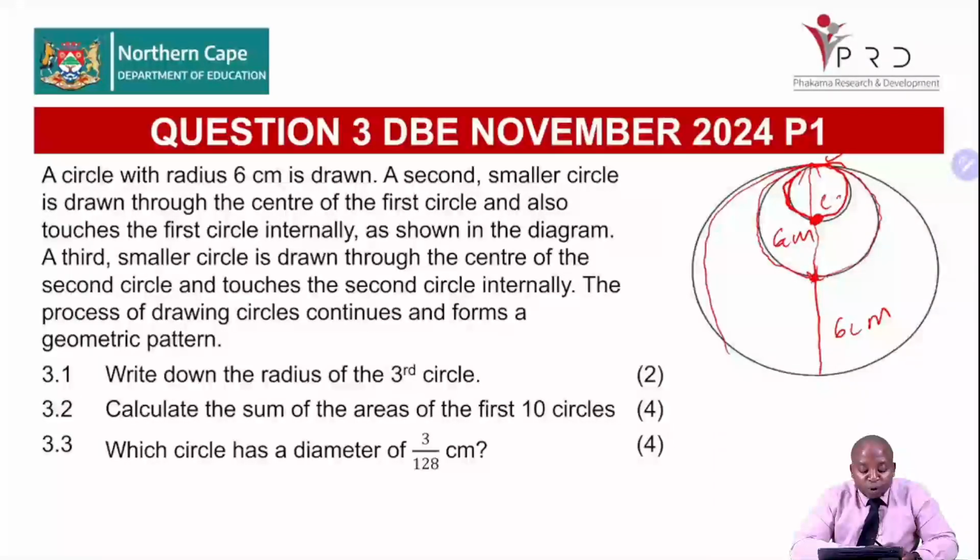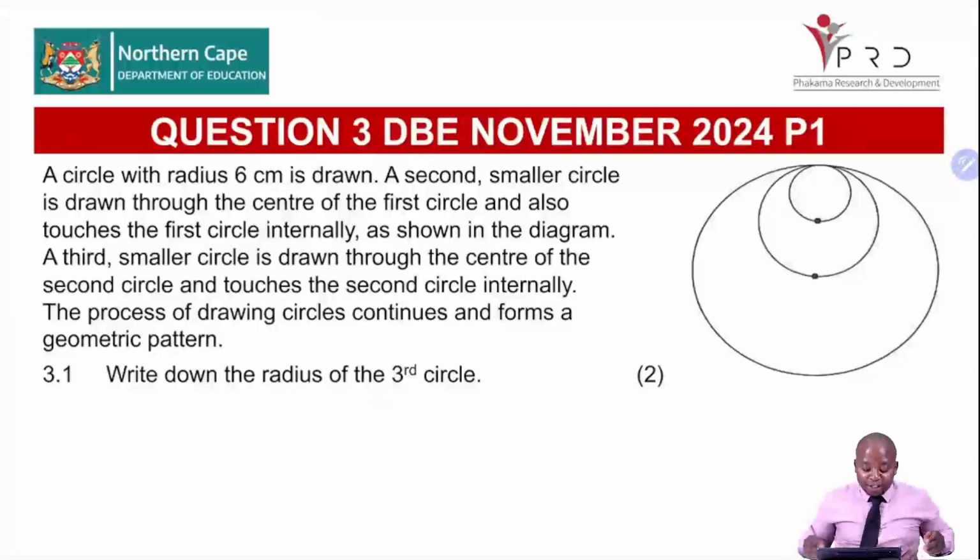The process of drawing the circles continues and forms a geometric pattern. Keyword: we are looking at a geometric pattern. Write down the radius of the third circle. Okay, let's look at 3.1.